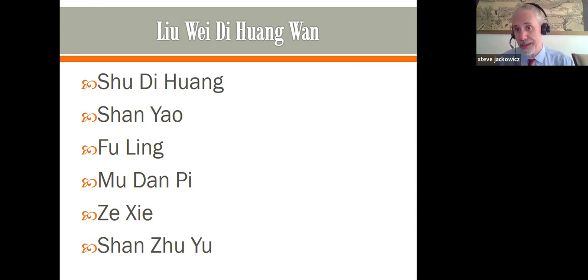Then spleen 6. Why on spleen 6? Because it's the 3 yin crossing point. It really helps the lower burner yin and helps to reconsolidate that. Okay, that's the acupuncture part.